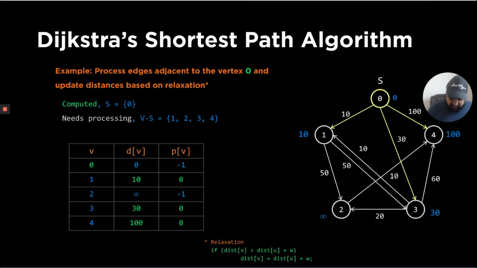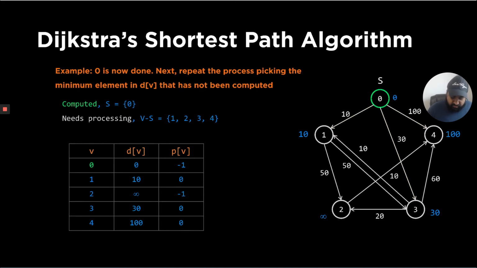Okay, so after the processing, you can see we have changed three values here, which are now 10 and 0, 30 and 0, and 100 and 0. And we have updated these based on our relaxation. Now the S is computed and it's completed. Next, we are going to start with the next node, which is the least.